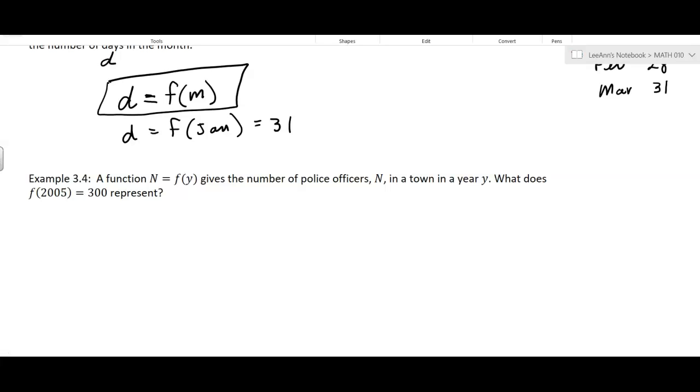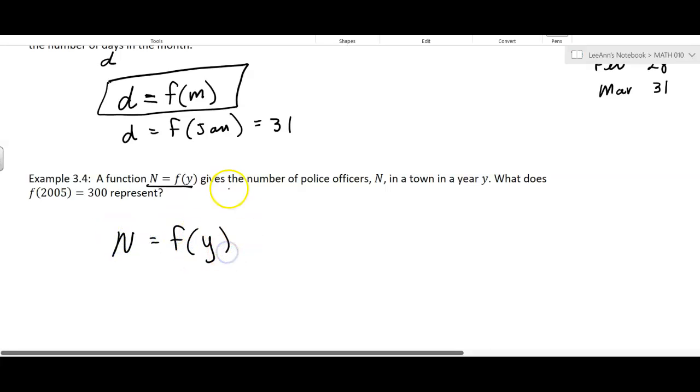Okay, so in the next example, they're going to give us the notation, and then we have to interpret it. It says a function n equals f of y. N equals f of y. It gives the number of police officers, n, in a town in a year, y. So the input is the y. That's the year. So in 1999, there were so many police officers. N is the output, and it's the number of police officers.